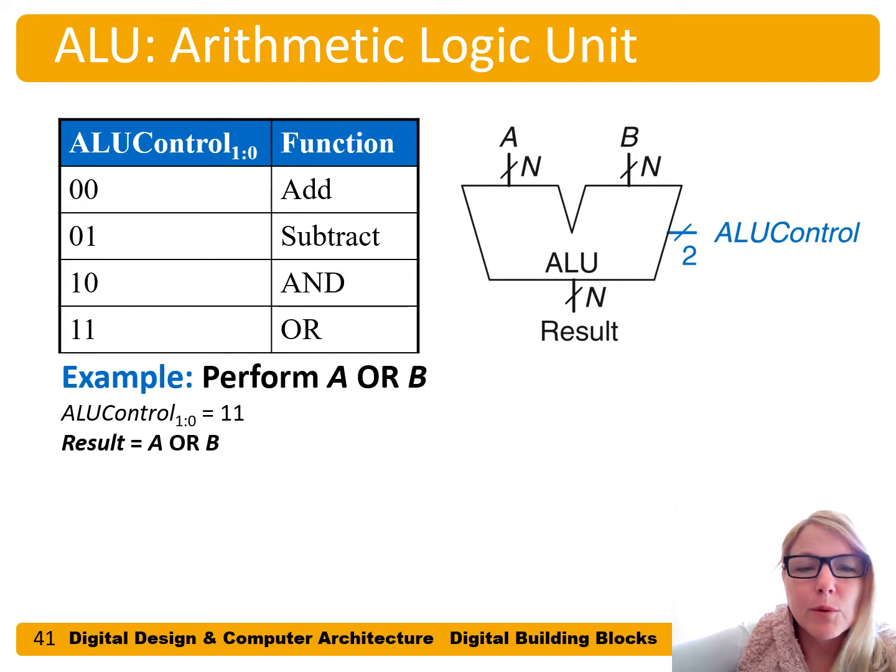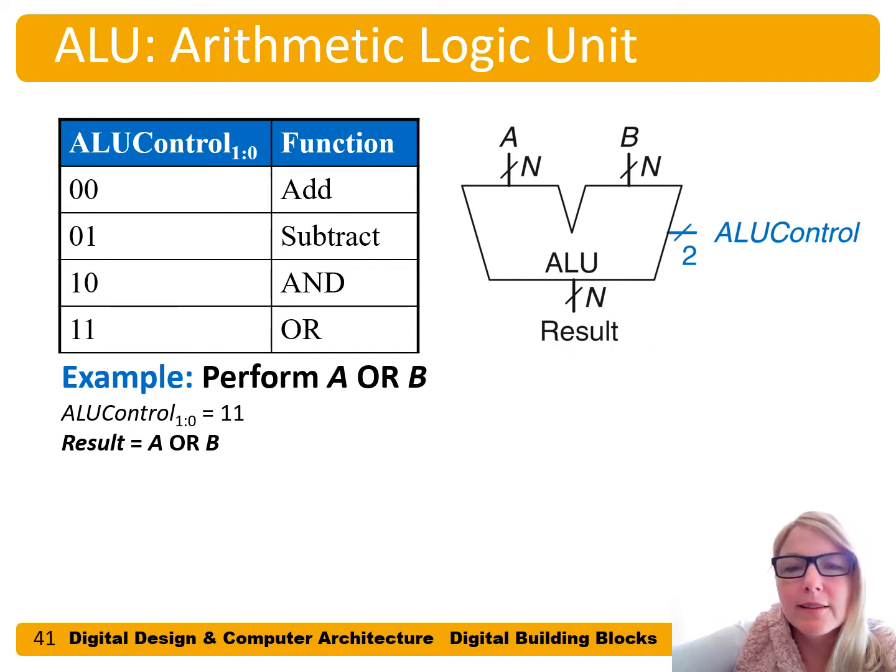So let's take an example. Let's perform A or B. We look at our table here that we've chosen. The ALU control bits would be 1, 1, and then the result would be the bitwise OR of A and B.